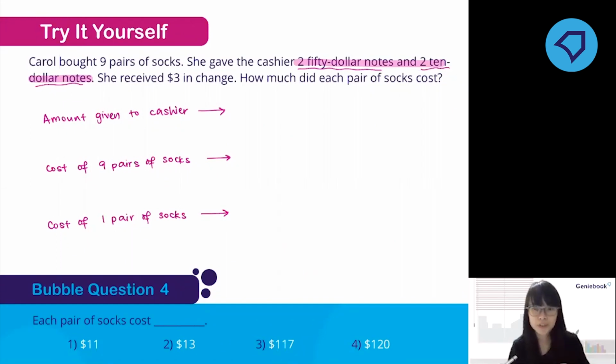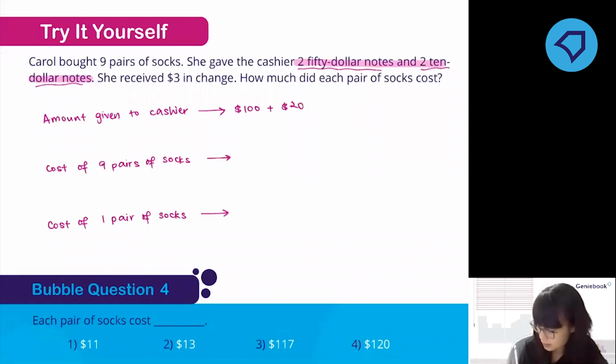Excellent job. Majority of you got the correct answer. Well done. You've got to be more careful the next time. So the amount given to the cashier, how much is that? Two $50 notes would be $100, correct? Plus two $10 notes would be $20. So how much is that? 120. Thank you very much, Noel. It's 120. But she received a change of $3, correct?